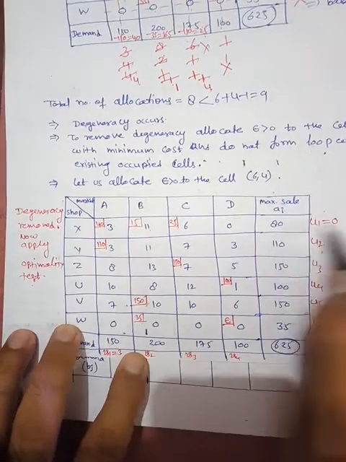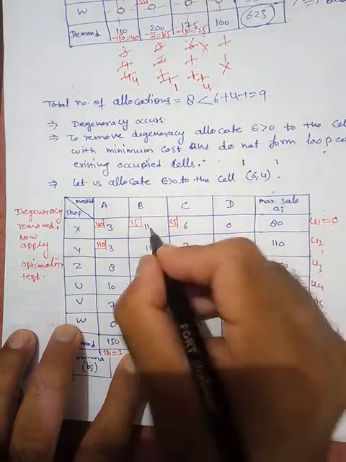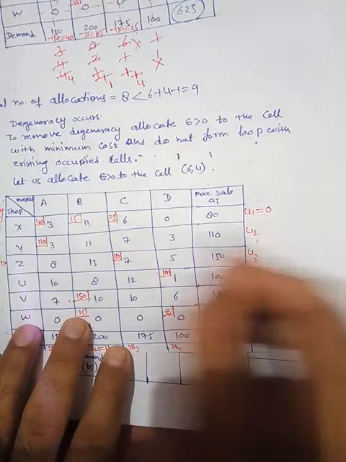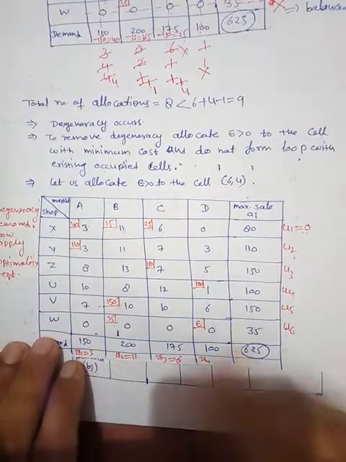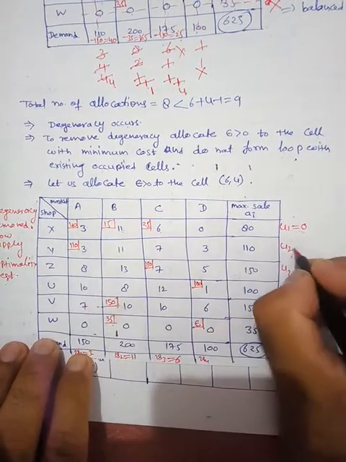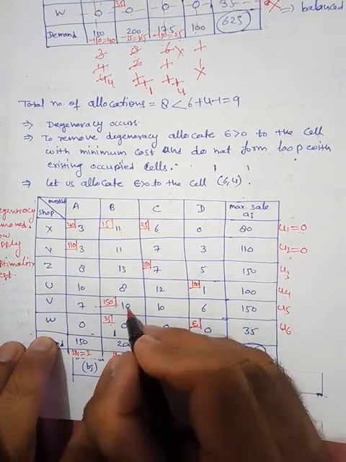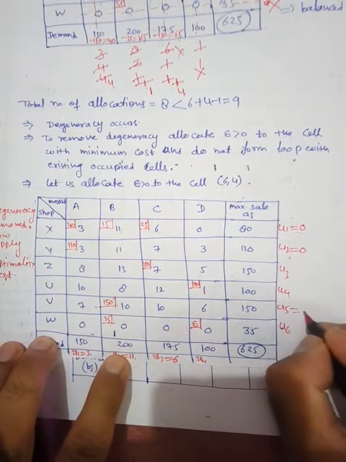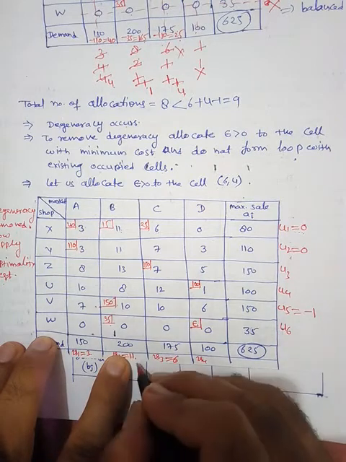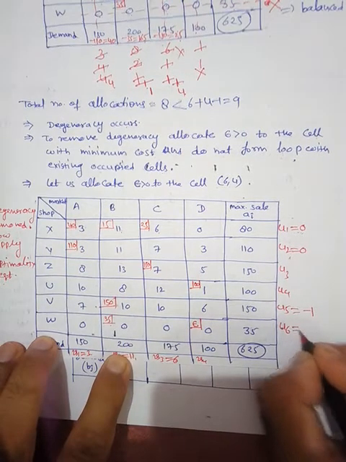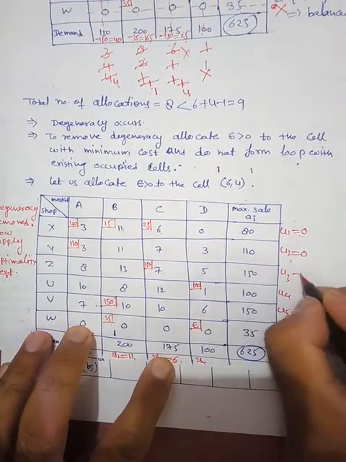Similarly, here is 11, here is 0, so this should be 11. 11 plus 0 is 11. Similarly, here is 6, here is 0, so this should be 6. 6 plus 0 is 6. Fine. So now here is 3, here is 3, so this should be 0. Here is 11, here is 10, so this should be minus 1. Minus 1 and 11 is 10. And here is 11, here is 0, so this should be minus 11. Here is 6, here is 7, so this should be 1.